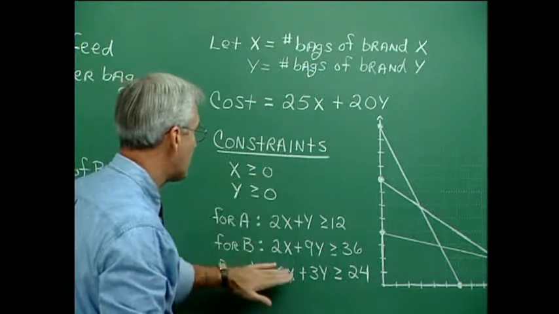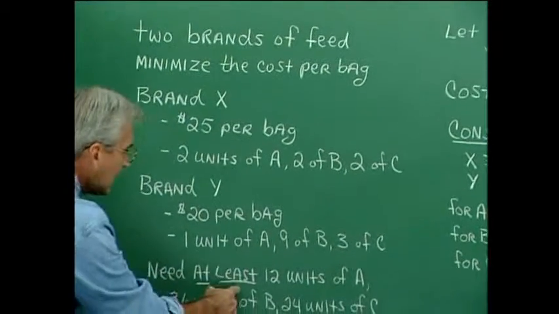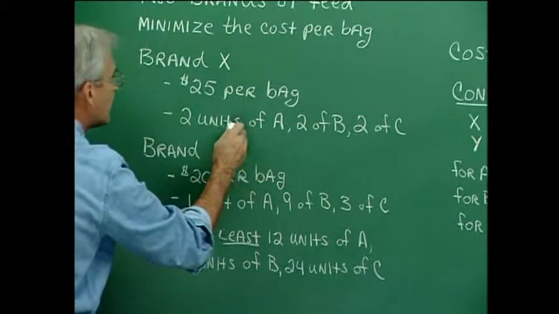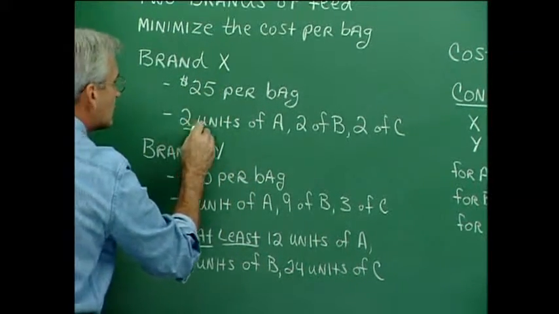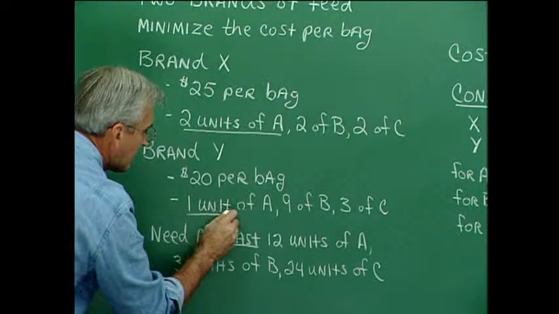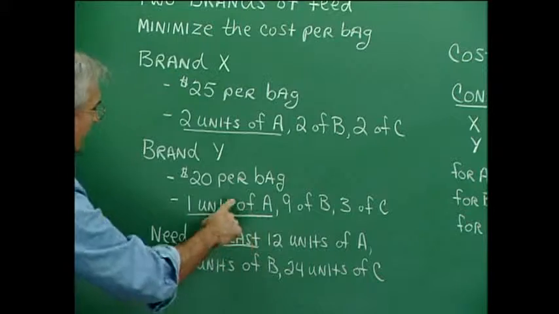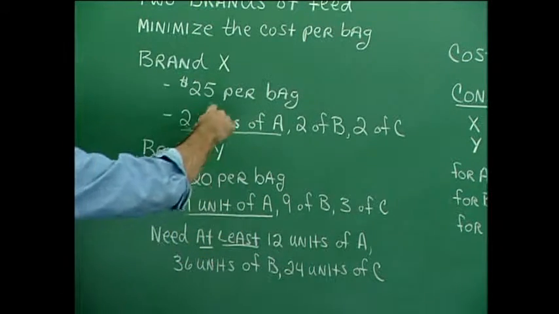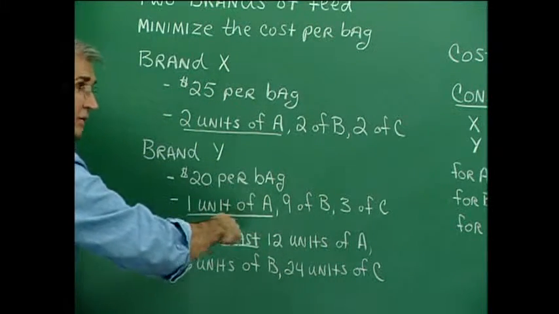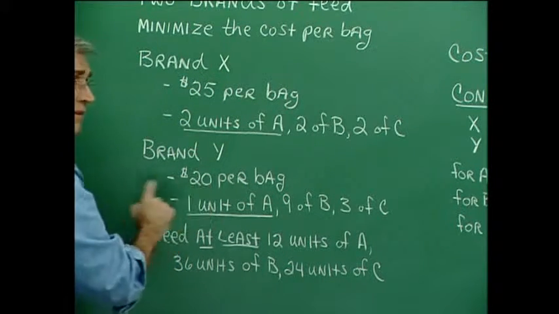Now, the other inequalities are built on this idea. Let's slide back over this way. Notice we need at least 12 units of A. And we're told here that brand X supplies 2 units of A and brand Y supplies 1 unit of A. And we need at least 12 of them. Now, how can we represent the number of units of this nutritional item A that we have all totaled here for some X number of bags of brand X and Y number of bags of brand Y?